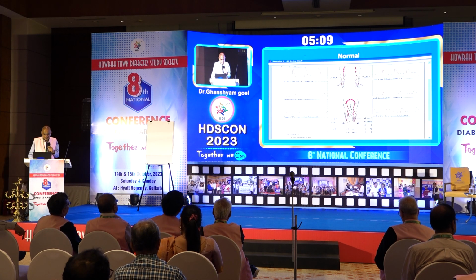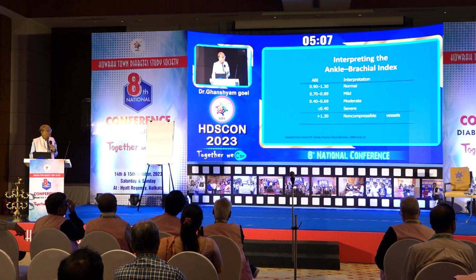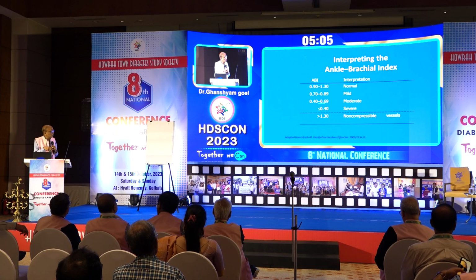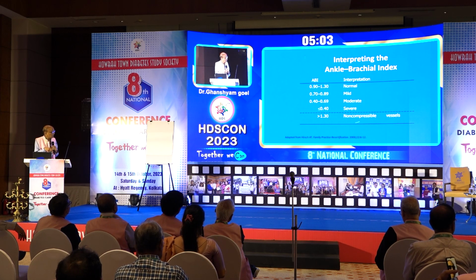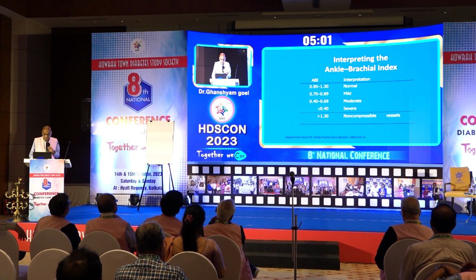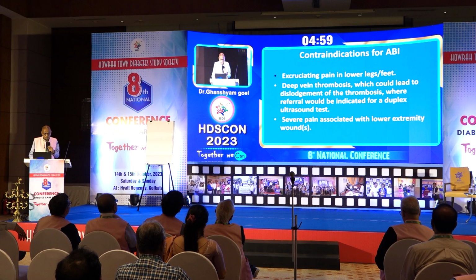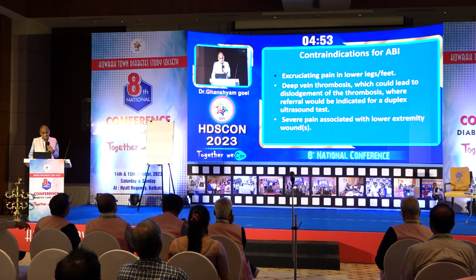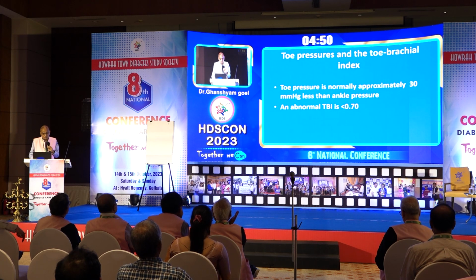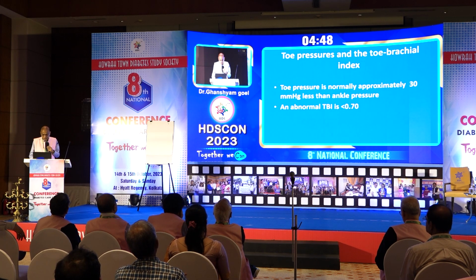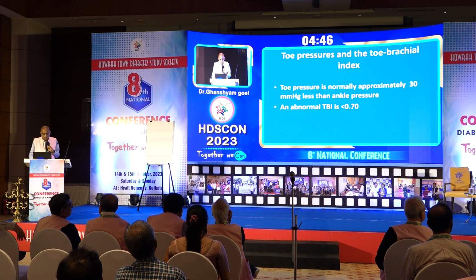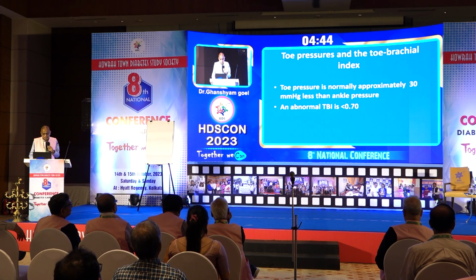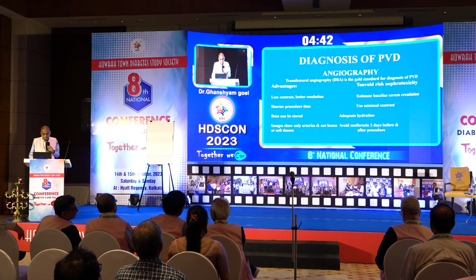This is the normal ABI, and how to interpret: 0.9 to 1.3 is normal, 0.7 to 0.89 is mild, and less than 0.4 means severe or critical limb ischemia. When not to do ABI? When there is severe pain, or if you suspect that the patient has DVT, in that situation you should not do that. About the toe pressure and brachial index, when the ABI is abnormal, a TBI is less than 0.7.